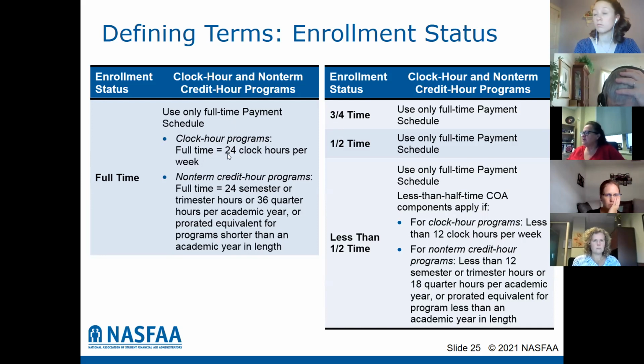The clock hour programs full-time is 24 clock hours per week. So that's going to tell you your definition on who uses the full-time. 3/4 time, you're going to use the full-time payment schedule. Half-time, use the full-time payment schedule, and less than half-time. So they're going to be telling you if you are in a non-standard term, what to use.